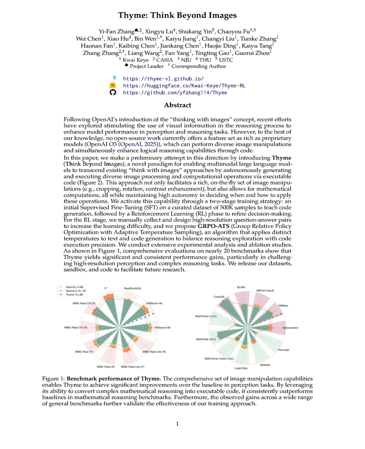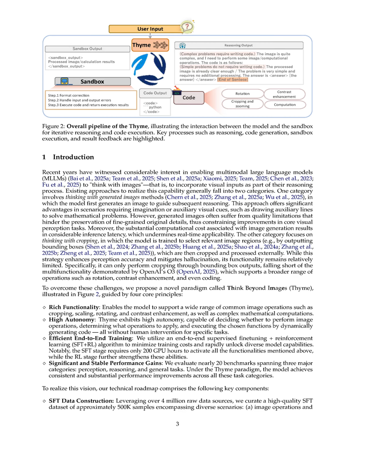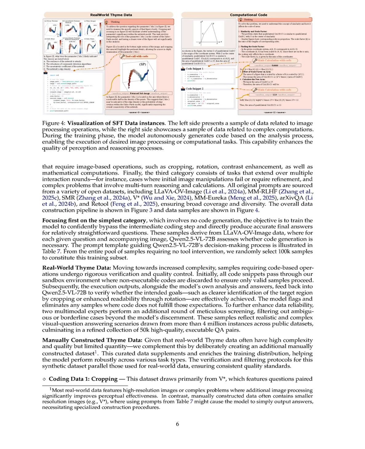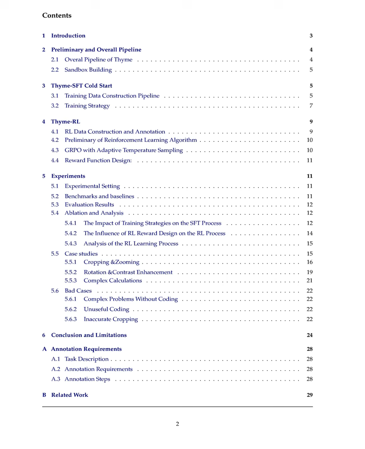It autonomously generates code to perform the cropping operation, specifying the coordinates for the bounding box around the apple. This code is then executed within the secure sandbox environment, which handles any formatting and variable definitions to ensure successful execution. After the code runs, the model receives the cropped image as output, allowing it to reason further or provide the final answer based on the cropped result. This process showcases Thyme's rich functionality, high autonomy, and efficient execution of image manipulation tasks.